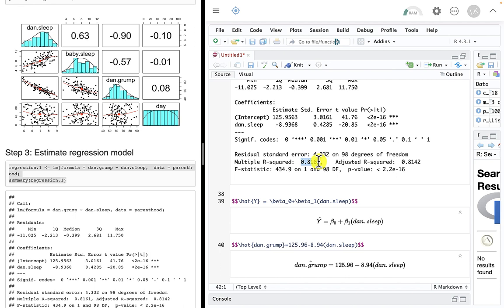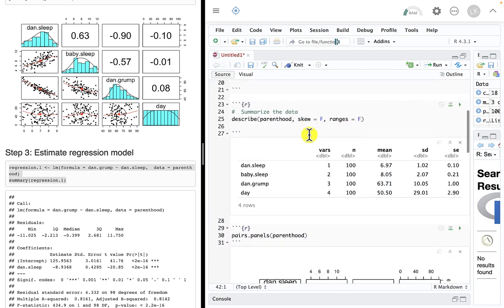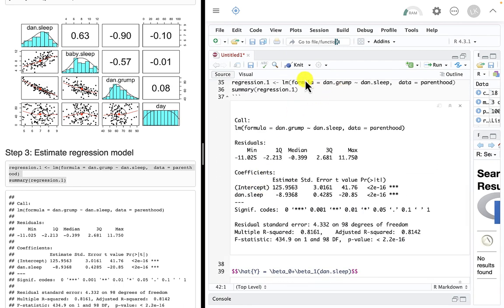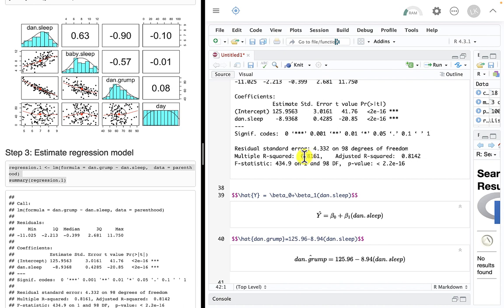So here's the thing. I could just average how grumpy Dan is. In fact, I did that right up here. We could look at the average grumpiness of Dan, and it's about 63.7. So I could just guess 63.7. How grumpy is Dan? 63.7. That's my guess. Or I can use this model to do so. And if I use this model, on average, I'll be 82% closer than if I just guess the mean. That's basically what that means. So it's how much of that variability we're explaining by our model. It is what we call a measure of goodness of fit.